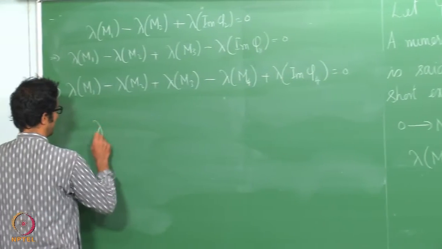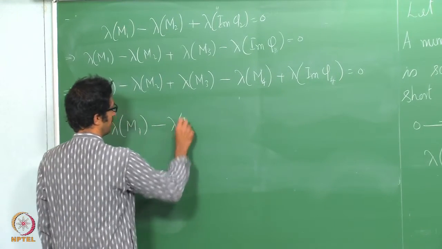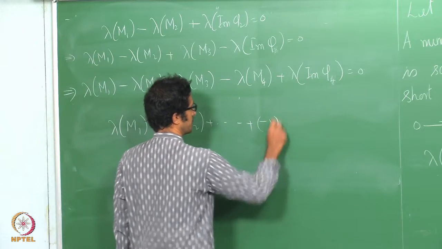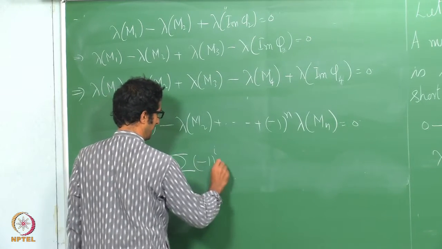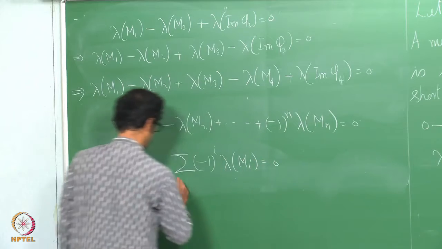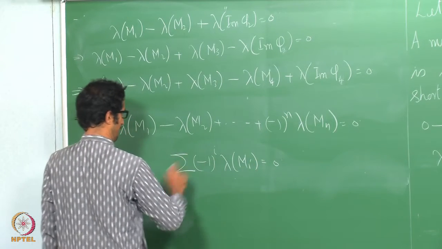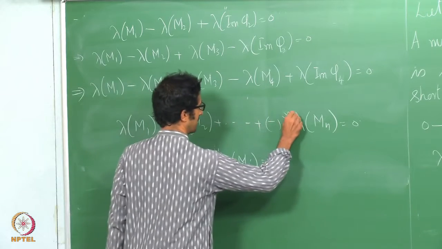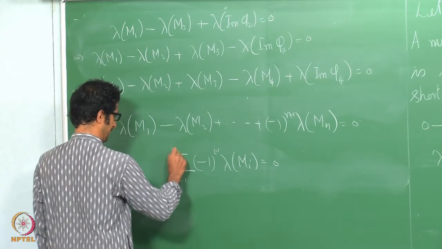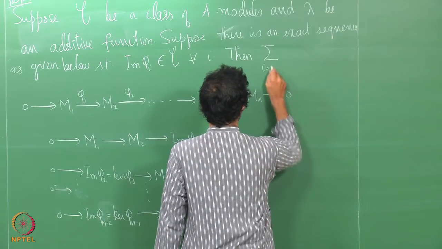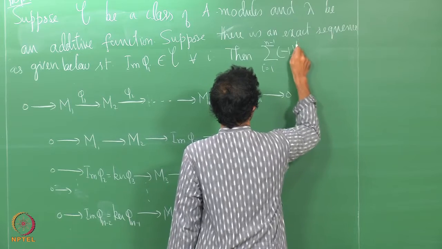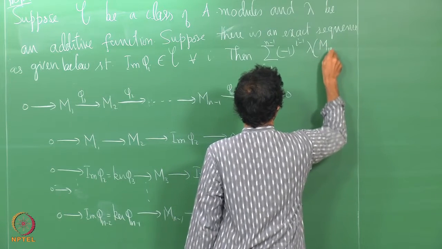So, ultimately, what are we going to get? Lambda of M1 minus lambda of M2 plus minus 1 power n lambda of Mn. Or in other words, summation minus 1 power i lambda Mi is 0, i from 1 to n. So, let us complete this. This is i from 1 to n, minus 1 power i minus 1, lambda of Mi equal to 0.